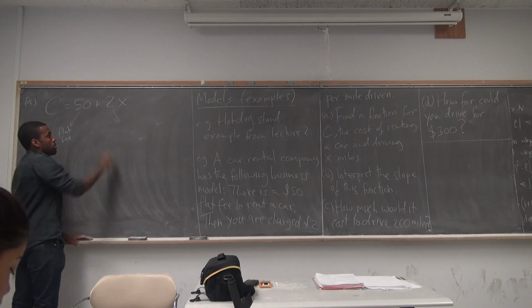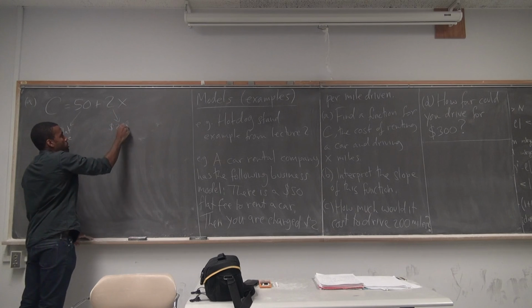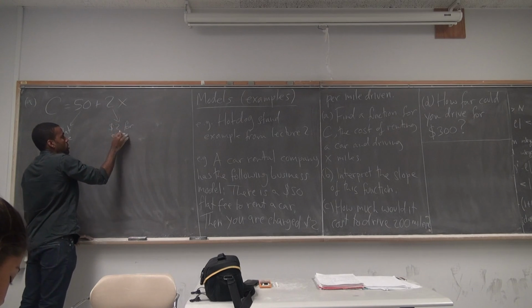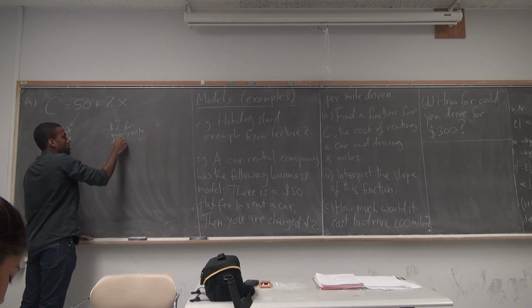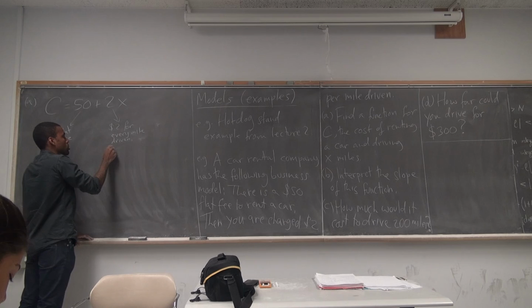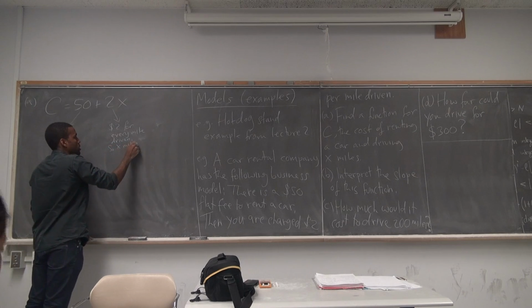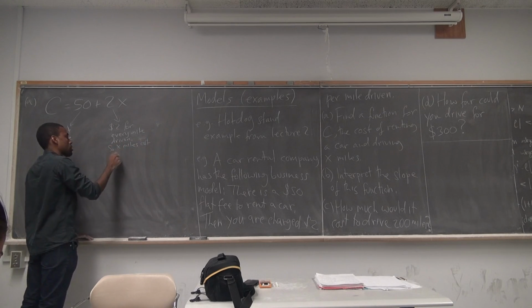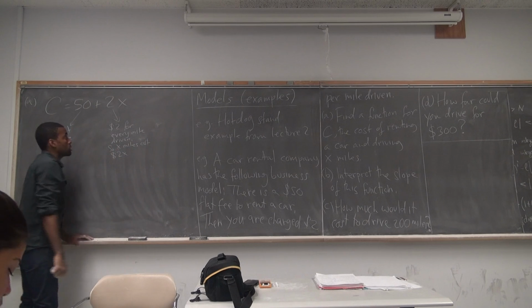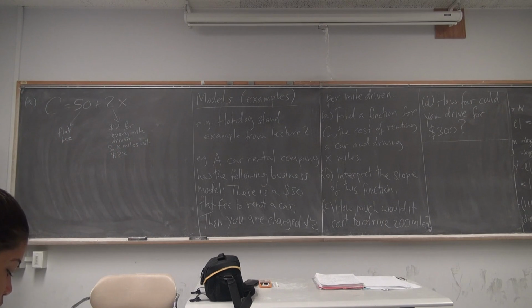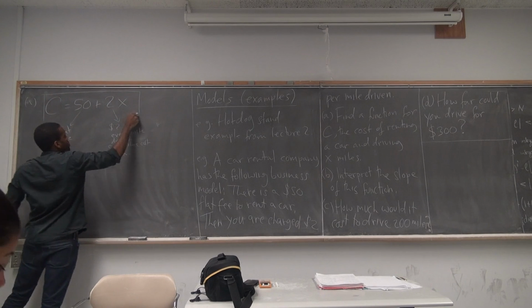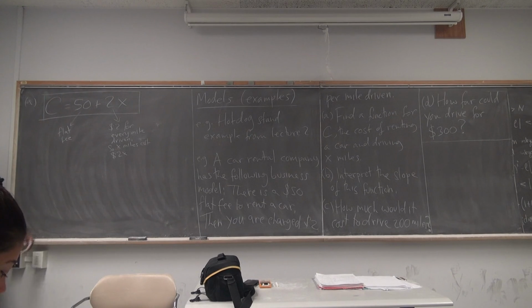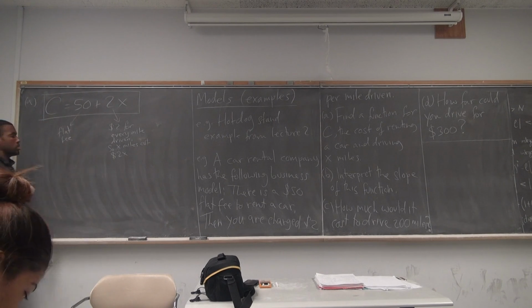This says I pay $2 for every mile driven. So X miles cost $2X. So that part of the cost comes from being charged for every mile, per mile. So that's actually part A, that would be your function. Notice that it is a straight line, mx plus b.